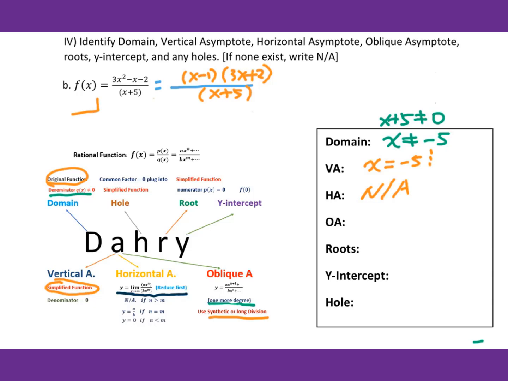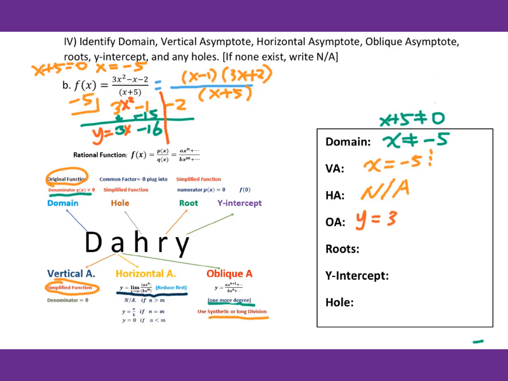So remember, root in the corner, x plus 5 equals 0, x equals negative 5. Then no missing power, so we have 3, negative 1, negative 2. Drop down this 3, negative 15, negative 16. Only do the first 2, that's enough. So we have x squared here, this is x. That means y equals 3x minus 16 will be the oblique asymptote line.